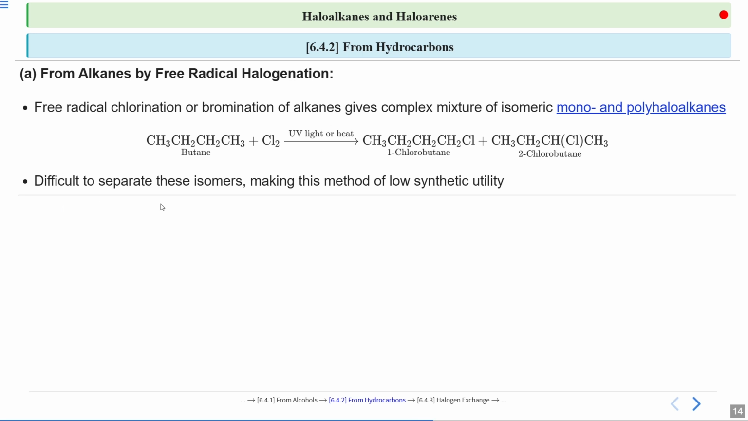It is difficult to separate these isomers, and this is the reason why this method is of low synthetic utility. So we don't use this method as such, because the products that you are getting are isomers, and separating these isomers is actually difficult.